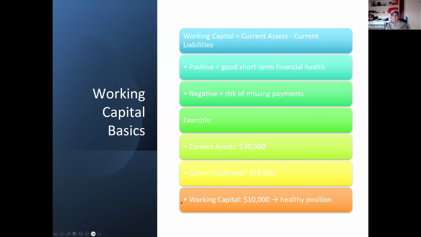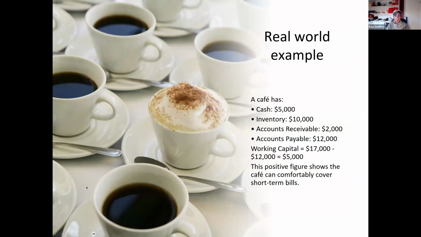So, working capital basics. Working capital is current assets minus current liabilities. If it's positive, it means good short-term financial health. If it's negative, there's a risk of you missing payments. As an example, current assets of $30,000 and current liabilities of $20,000. Working capital is $10,000, which is a healthy position.